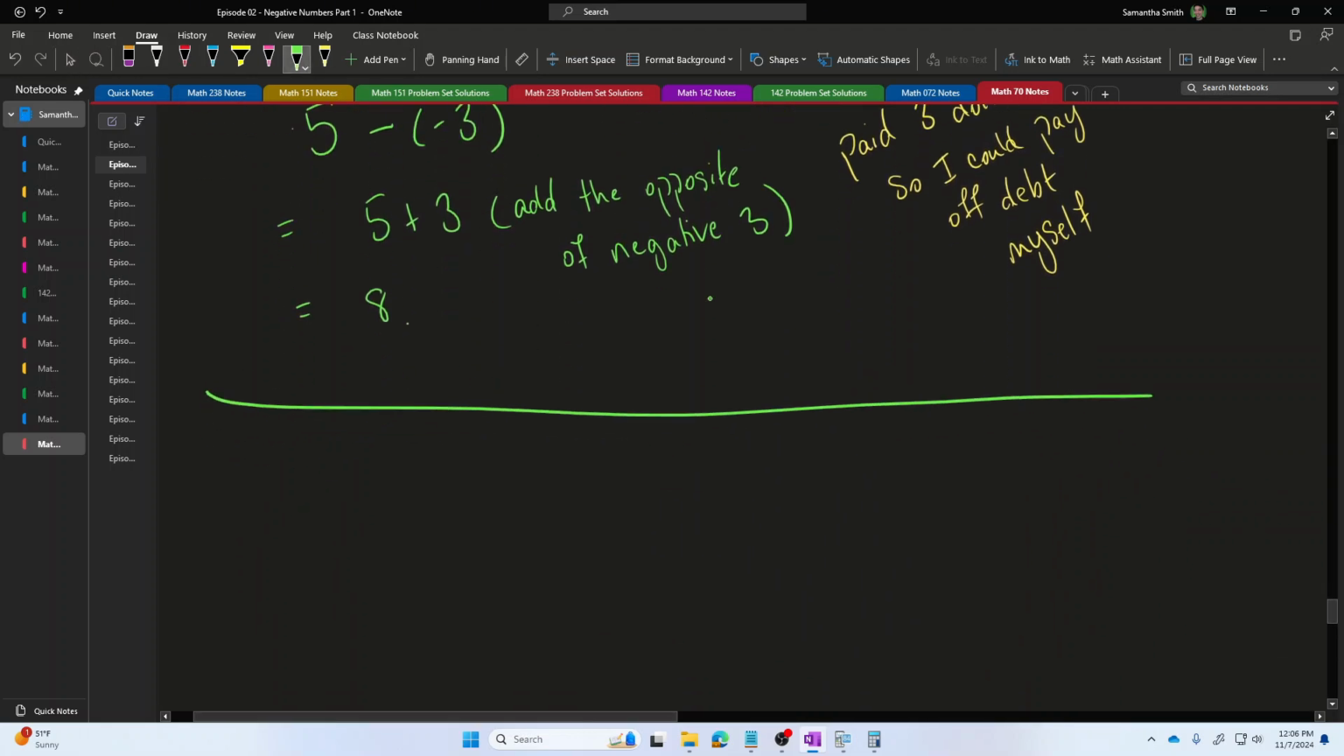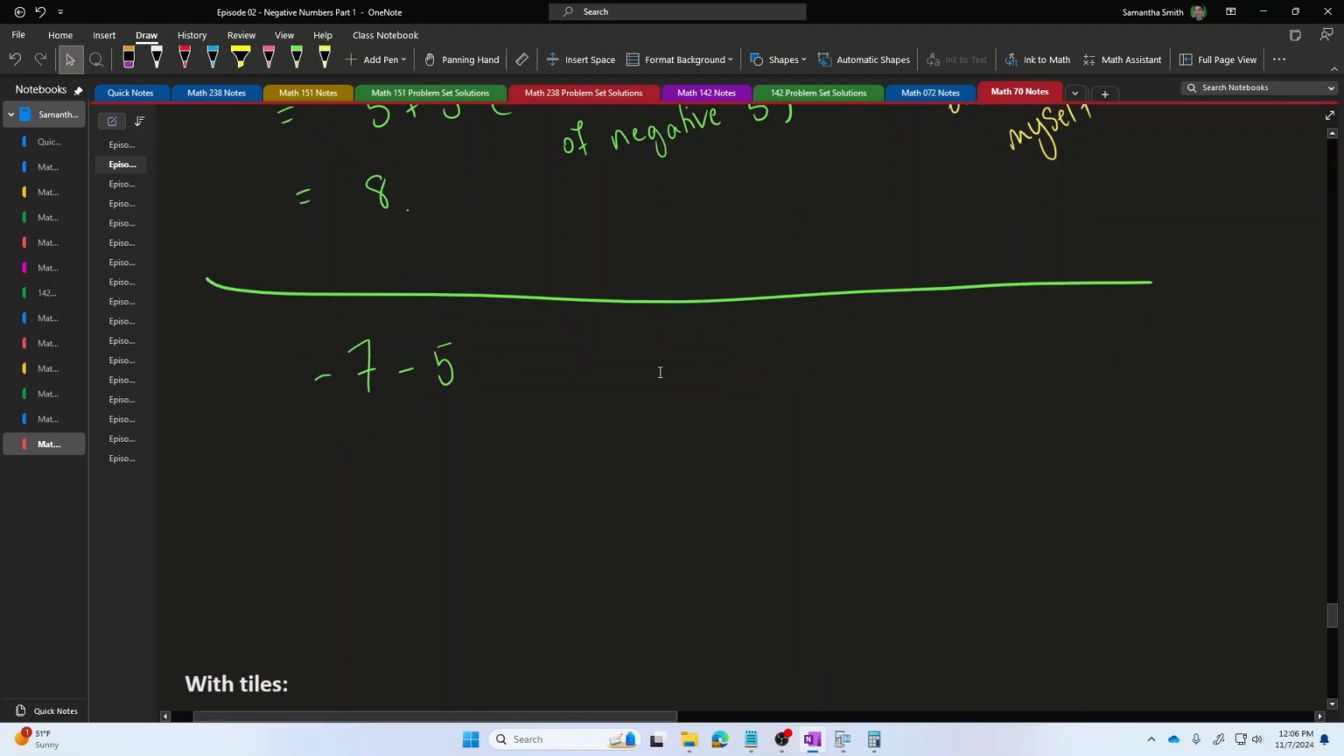Let me show you another example of how this works. For example, if somebody said to me that I'm thinking about negative 7 minus 5, I could think about this not as subtracting 5, but as adding the opposite of 5. Negative 7, add the opposite of 5. Negative 7, add minus 5. Add the opposite.